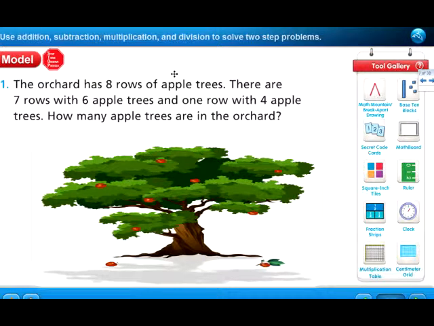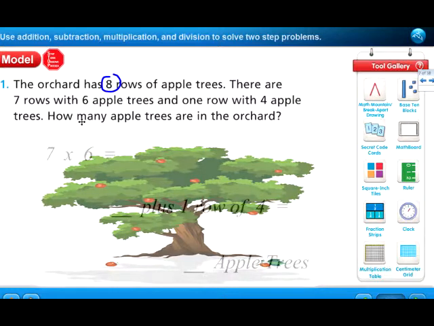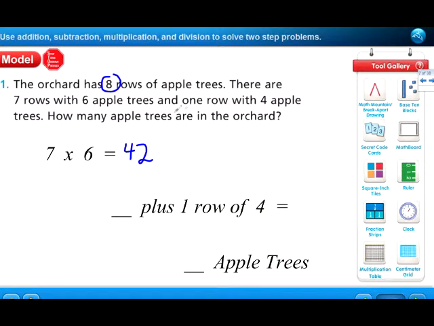If we look at the first sentence, we see that there's 8 rows of apple trees. But we're not going to use that 8 yet. We're going to look at the second sentence. There are 7 rows with 6 apple trees. Let's take 7 times 6. And what's 7 times 6? 42. And then there's 1 extra row with 4 apple trees. So we take 42 plus 1 row of 4. And what we're actually doing is 42 plus 4 equals 46. So our answer is there are 46 apple trees.